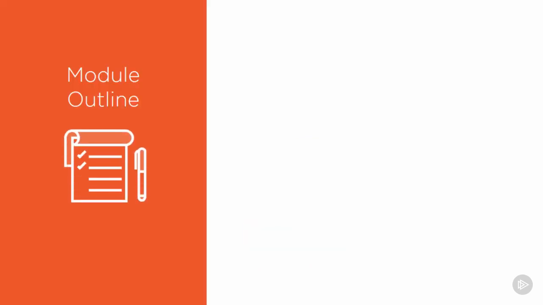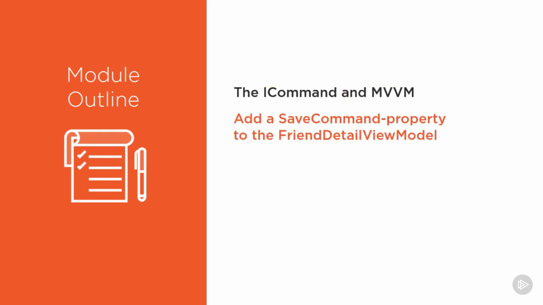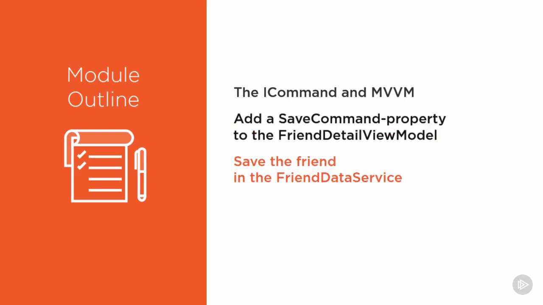We start this module by looking at the ICommand interface and the MVVM pattern. Then we will add a save command property to the friend detail view model. This save command property is bound by a button in the user interface. So when the button is clicked, the logic of the save command is executed. And this save logic will save the friend in the friend data service by using Entity Framework. The final thing that we do in this module, we will also update the navigation after we have saved the friend, so that we have the current name of the friend in the navigation. Now let's start with the ICommand interface and MVVM.